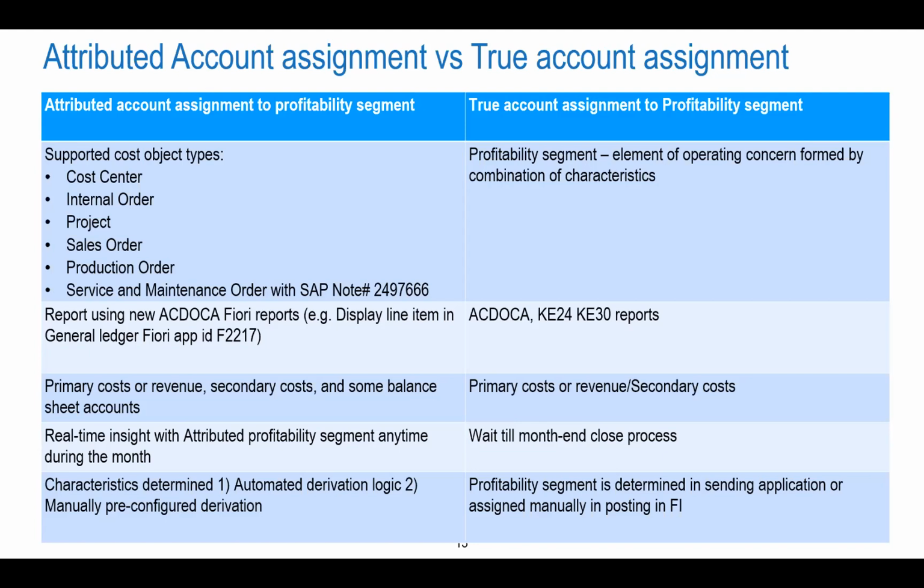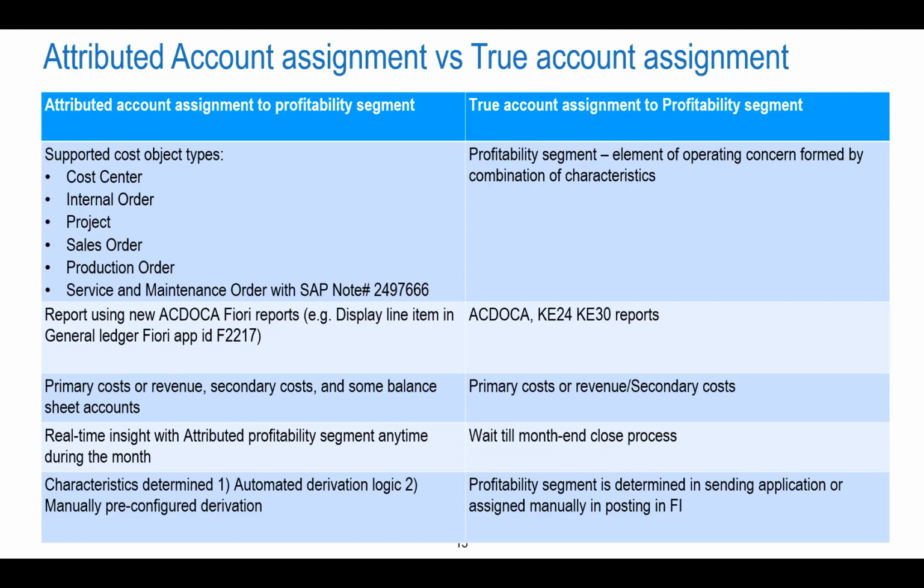And then on the attributed account assignment profitability segment, you can use all the ACDOCA reports, such as Fiori reports and display line item reports, which will display all the characteristics. On the true account assignment objects, you still have ACDOCA and KE24 and KE30 reports. If you're not using this feature, then primary cost, secondary cost, and some balance sheets are supported, whereas there is no balance sheet support for the true account assignment object.